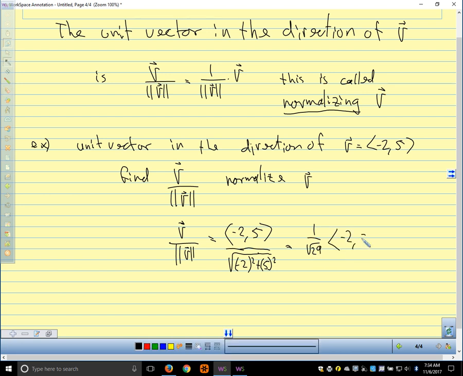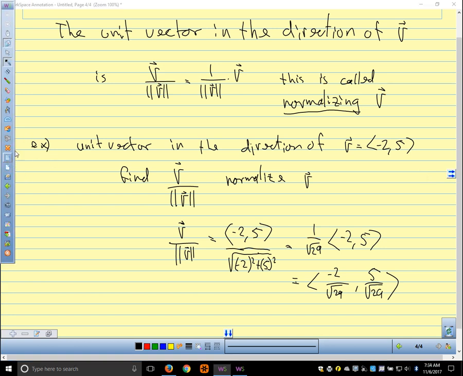times -2, 5. This would be fine as the answer, or you could write it as the vector -2 over the square root of 29, comma, 5 over the square root of 29. Or you could rationalize the denominators. I would leave it like this. And you can check the magnitude of this vector is going to be 1. All right, we good there?